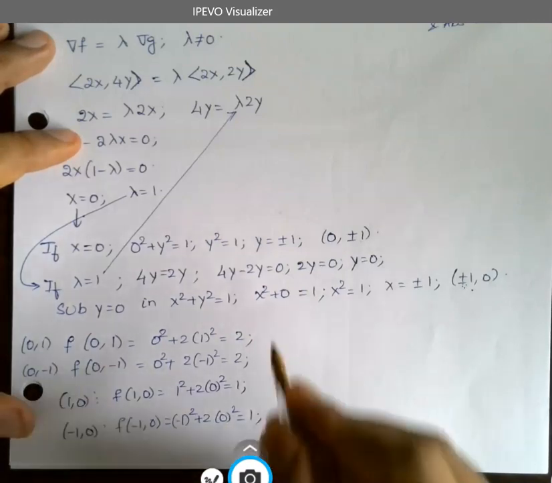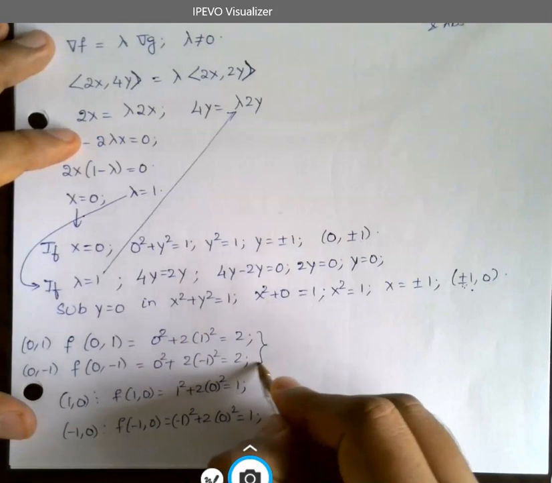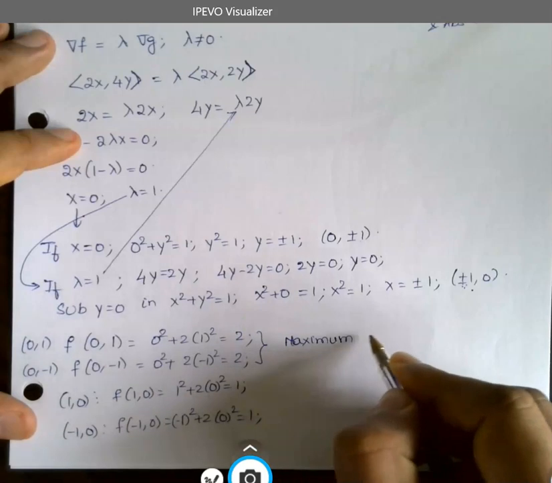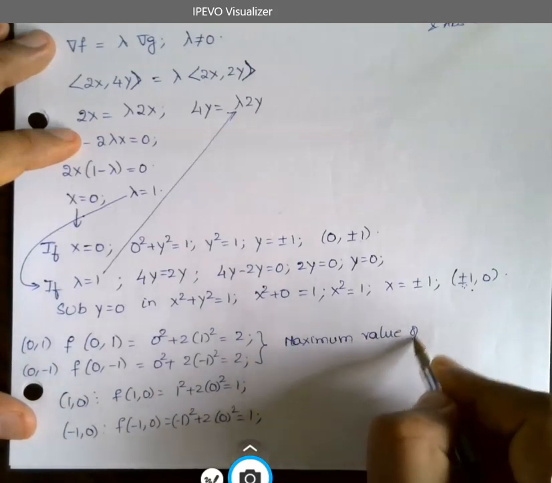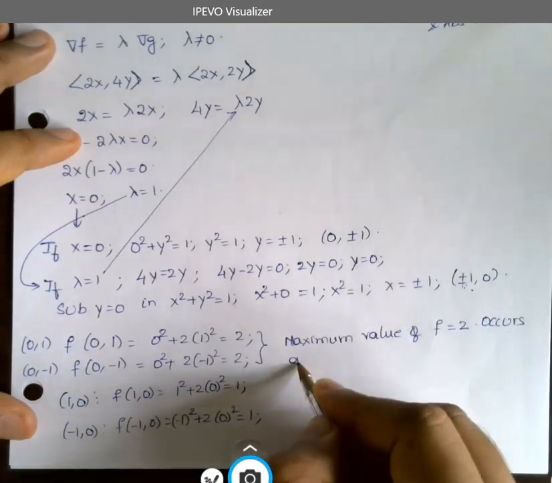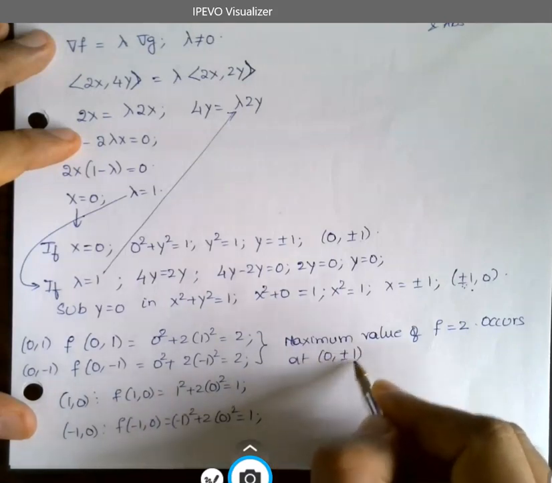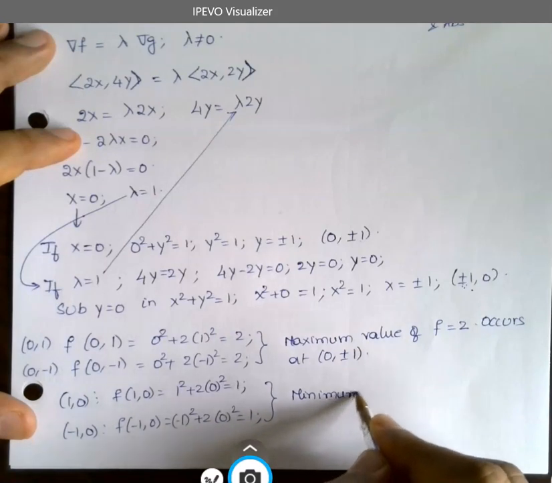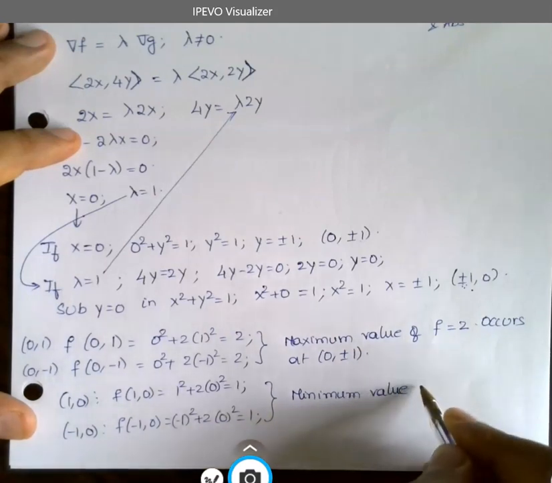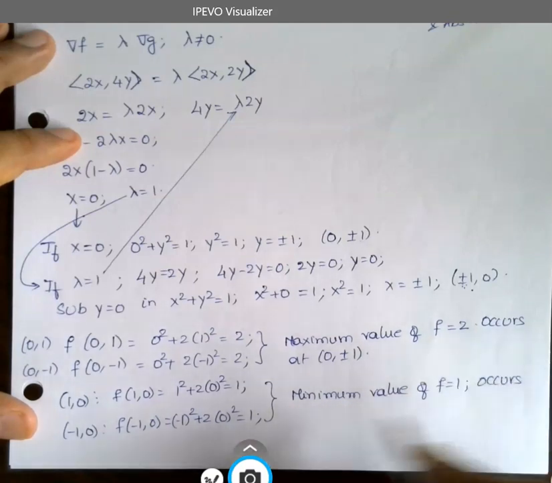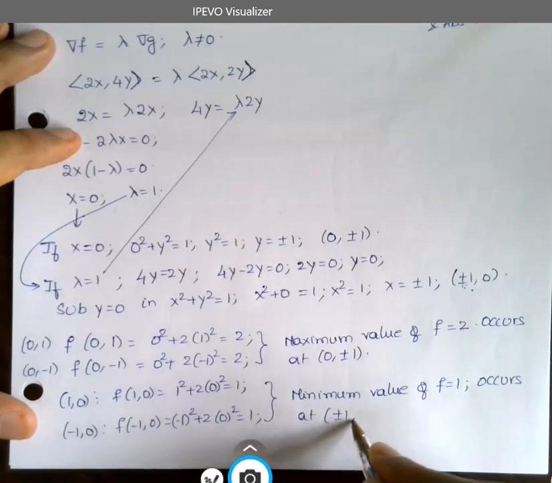So you can see that the maximum value of f is 2, and it occurs at (0, ±1), and you can see that the minimum value of the function is 1, and it occurs at (±1, 0).